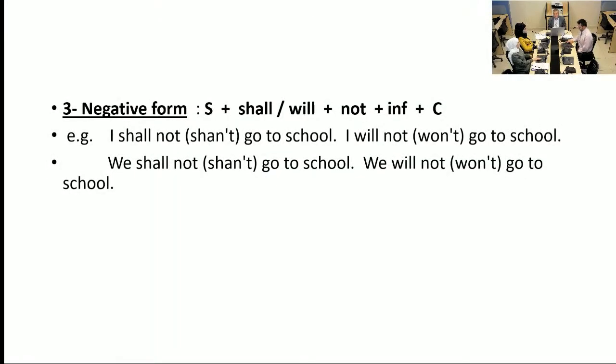The negative form. Miss Nisreen, will you read it? The negative form is to add not after shall or will. I shall not, shan't go to school. I will not, won't. Also here, students have to be careful about, we don't say want. We say won't.